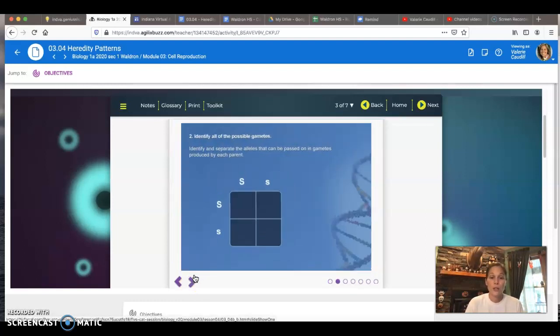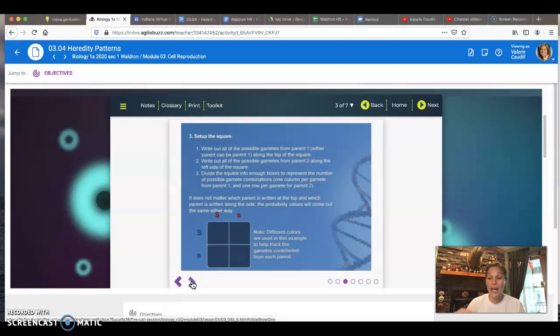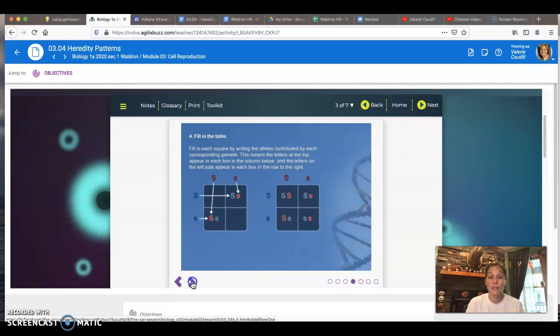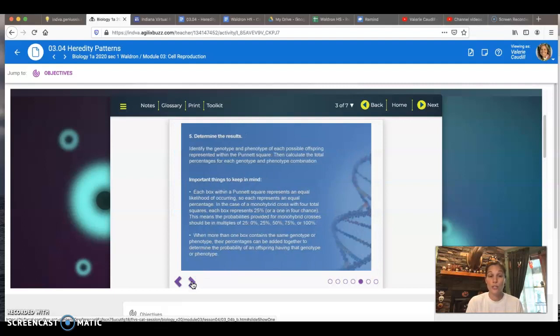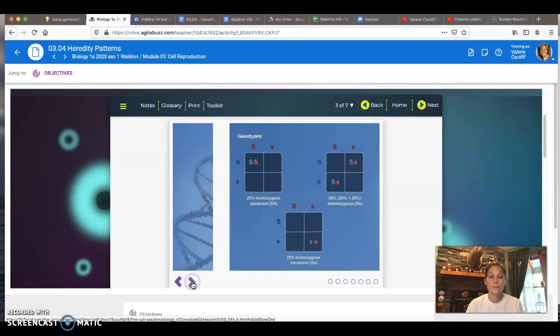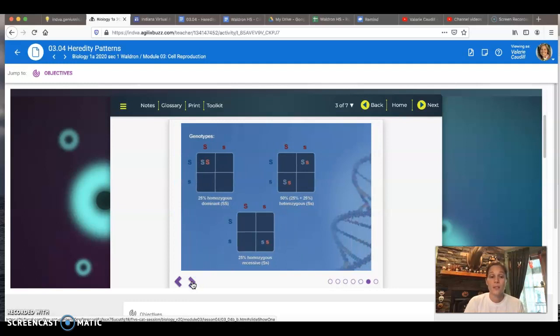Okay, so they're going to work through how to set up a Punnett square, and then how you solve for that Punnett square, and then how you interpret your information in the end. Interpret your conclusions, determine the results in the end.